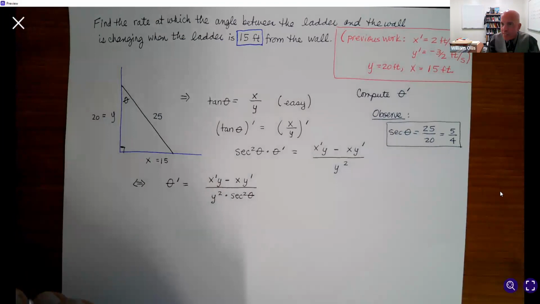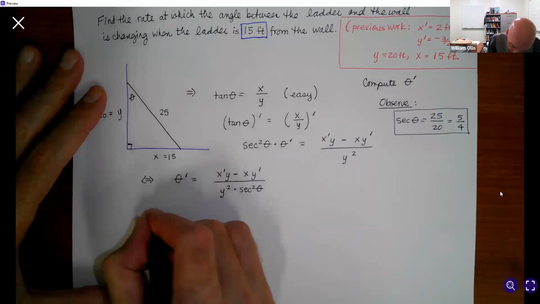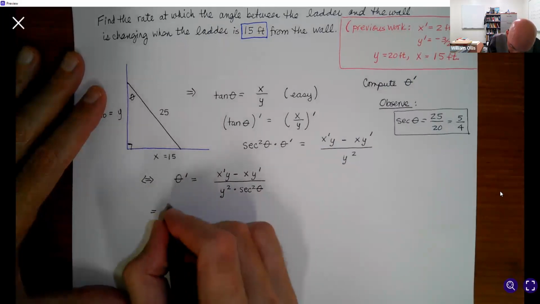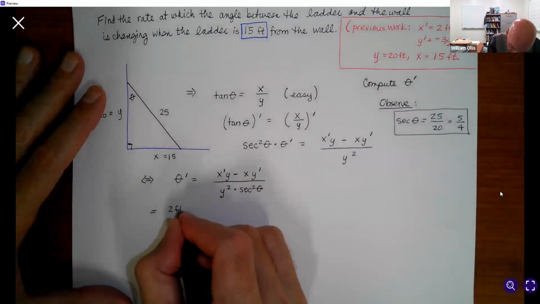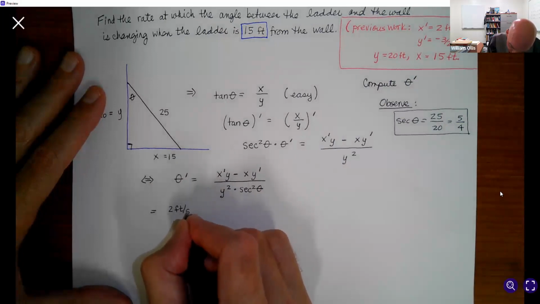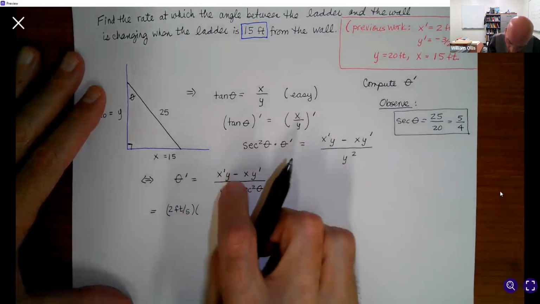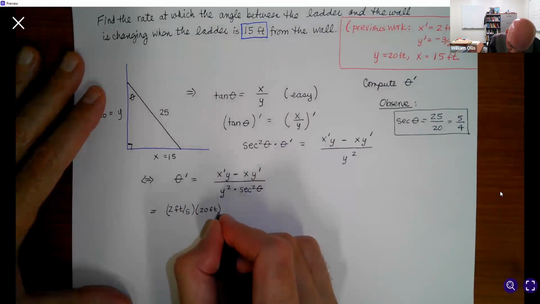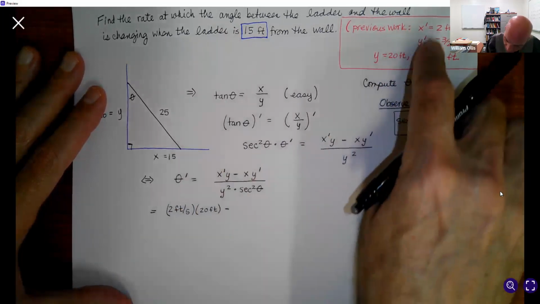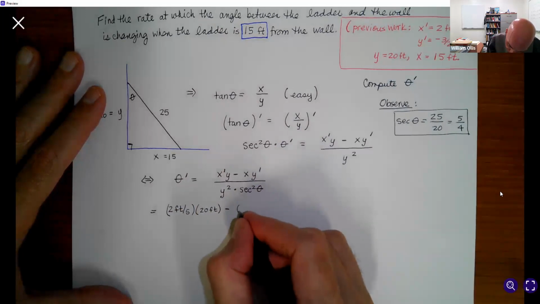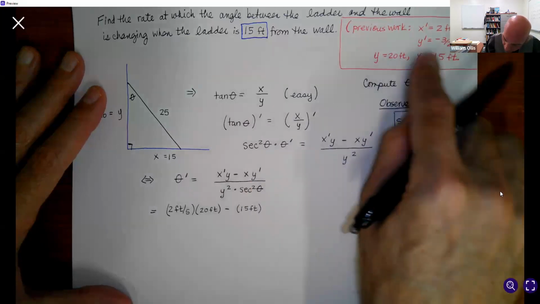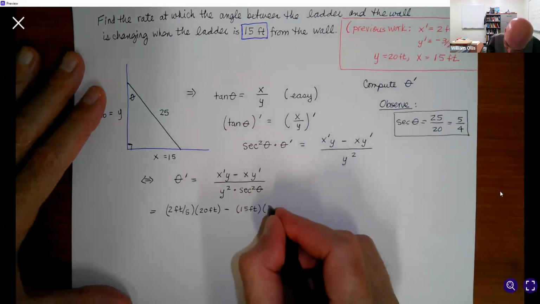So what we see here is that this actually simplifies very nicely. So let's go ahead and fill in the details. So we have x prime 2 feet per second, times y, which is 20 feet, minus x, 15 feet, and then y prime, we have negative 3/2 feet per second.